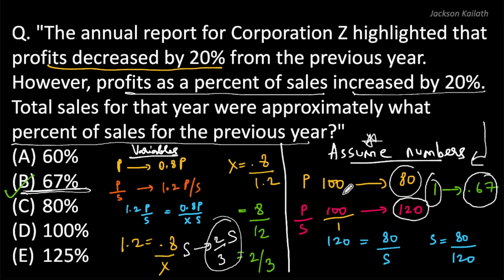So over here we've seen that profit changed from 100 to 80, and the P/S ratio changed from 100/1 to 120, and this 120 is something that we got from the information in the question. If we were to independently calculate it, that would be 80, which is the profit in the second year, divided by S, and using this we found the new S, which was 0.67. So the initial sales, which was 1, changed to 0.67, and 0.67 is nothing but 0.67 into 1, or 67% of 1, and that's the answer, which is option B.